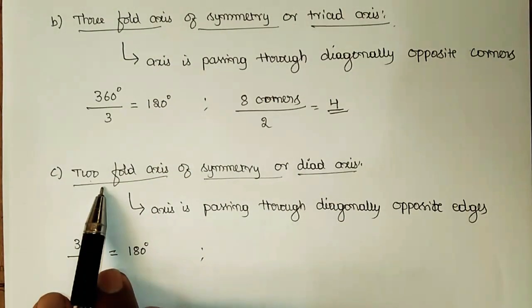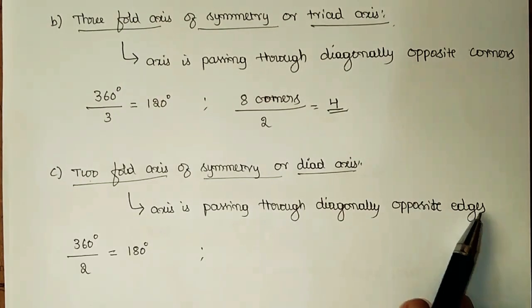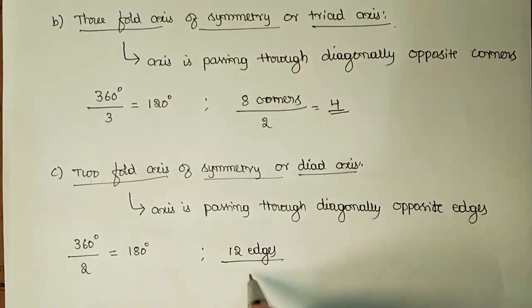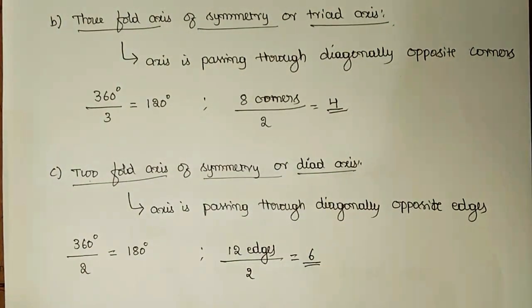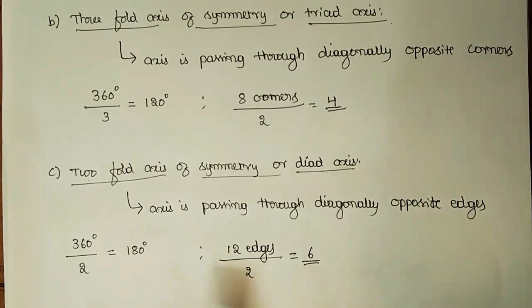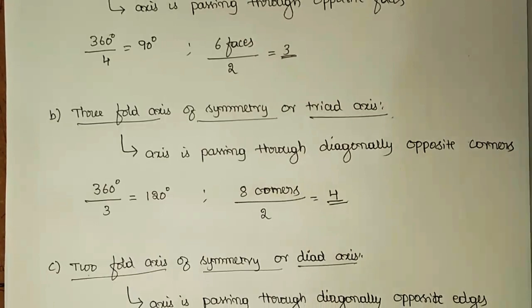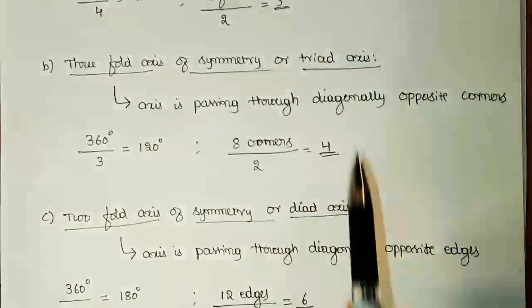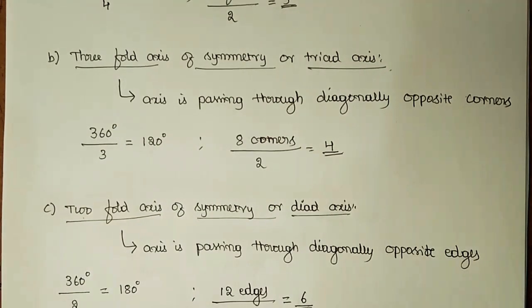So in the case of a cubic crystal, since a twofold axis is one which passes through opposite edges, and in a cubic crystal we have a total of 12 edges, and each axis covers 2 edges, 12 by 2 gives 6 twofold axes of symmetry. So in total, we have 6 twofold axes of symmetry, 4 threefold axes of symmetry, and 3 fourfold axes of symmetry. So in total, 3 plus 4 plus 6, 13 axes of symmetry are present in a cubic crystal.